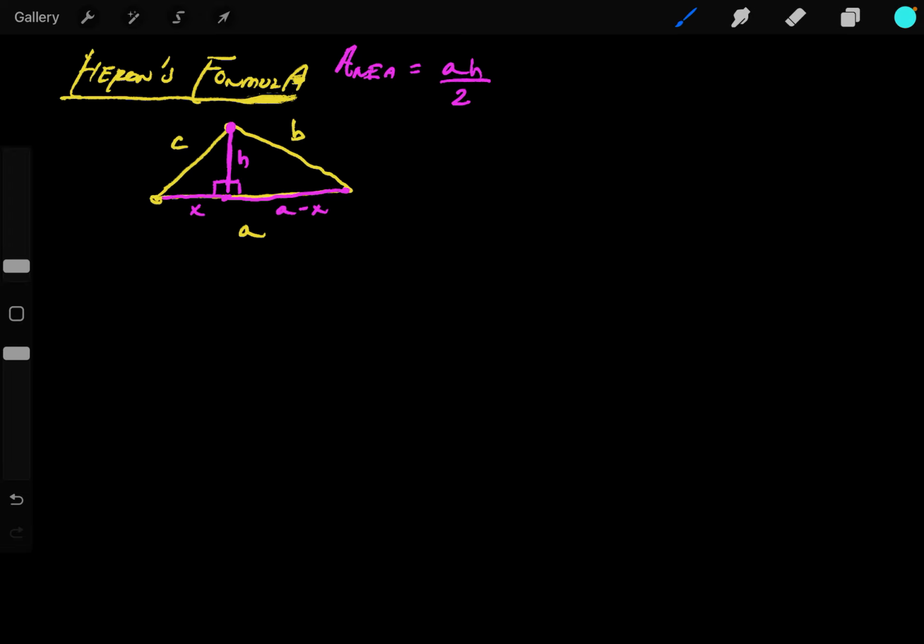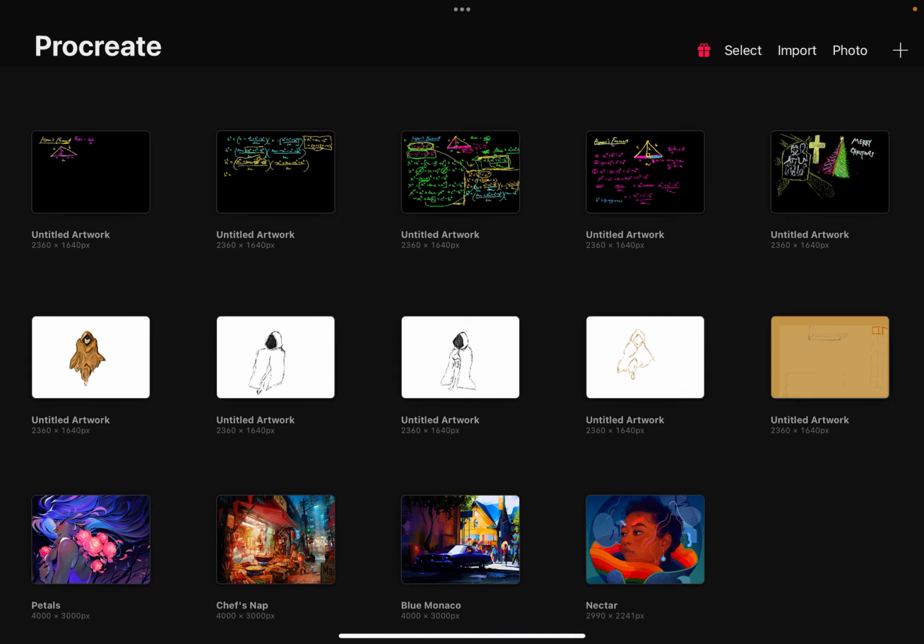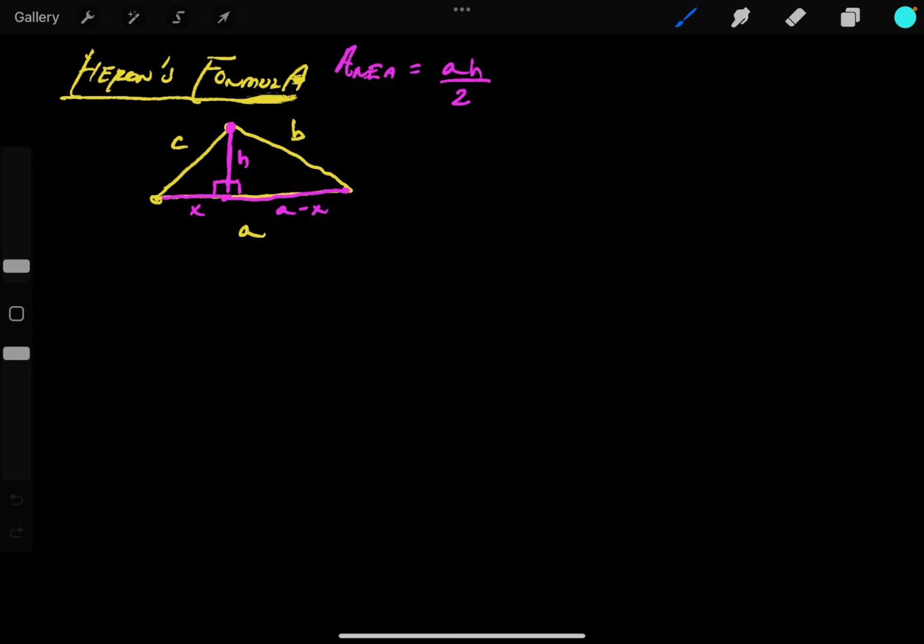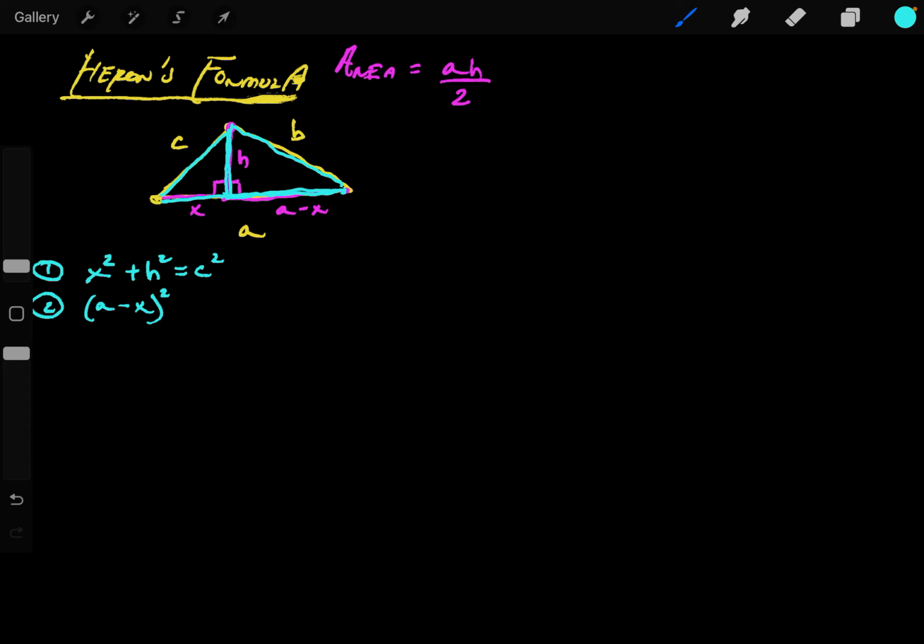The first part is not too bad, but using the Pythagorean theorem, for this triangle on the left, we're going to get x squared plus h squared is equal to c squared. That's equation 1. Equation 2: if we look at this triangle on the right, we're going to get (a minus x) squared, that's the length of this leg, plus h squared is equal to b squared.